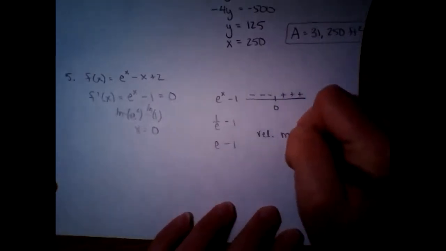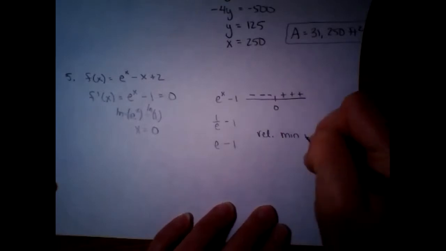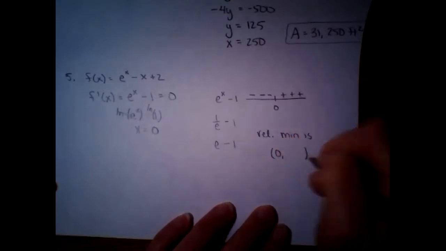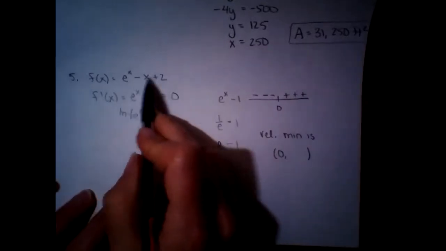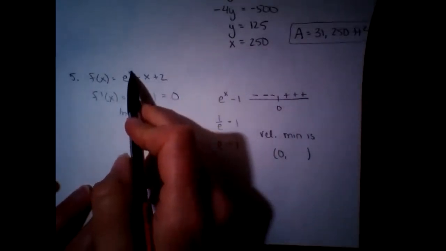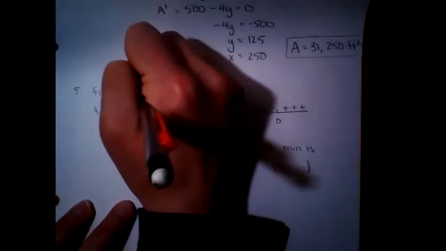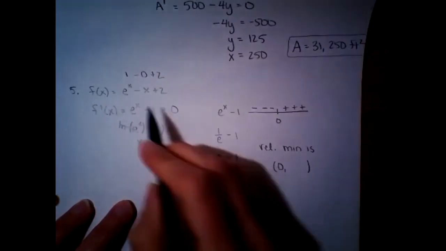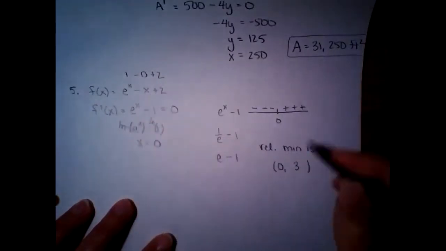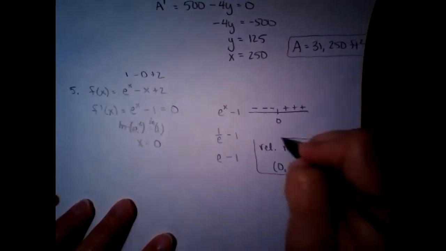Good, nice job, minimum, perfect. All right, so relative minimum is, and I asked you for the whole point. So you're gonna have to plug 0 back into this function. So e to the 0 is 1, and then we've got plus 2. So if we plug in 0 to that, we're gonna get 3. So the relative minimum is (0, 3).